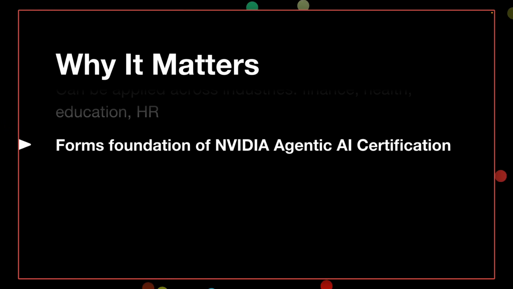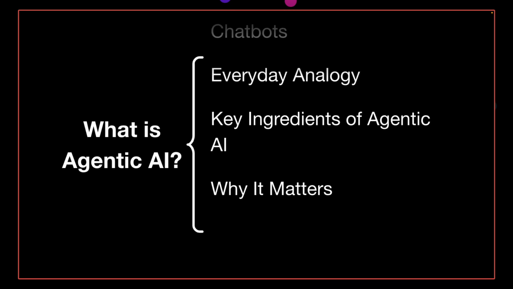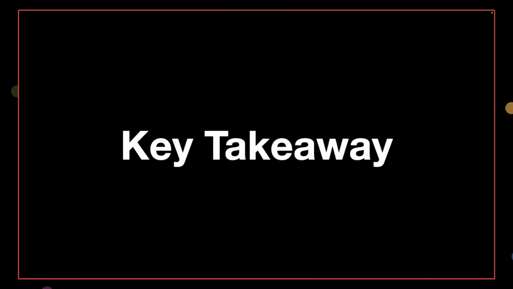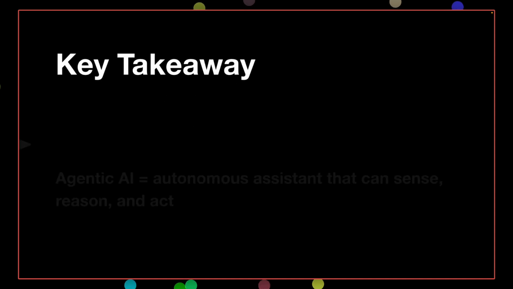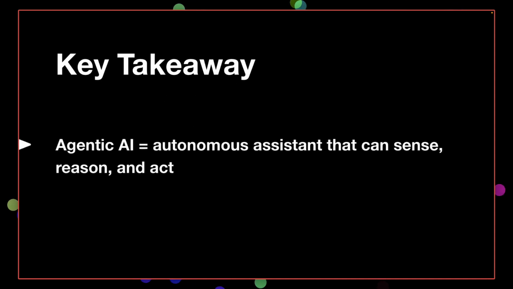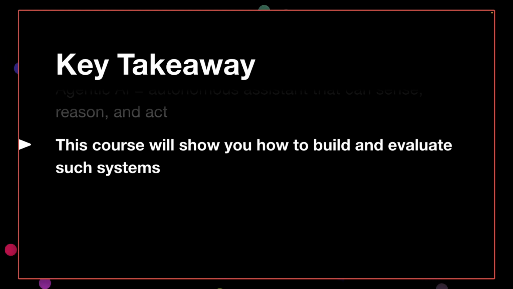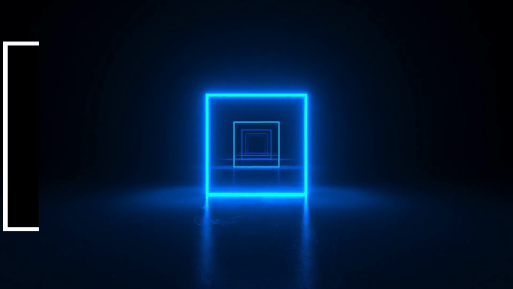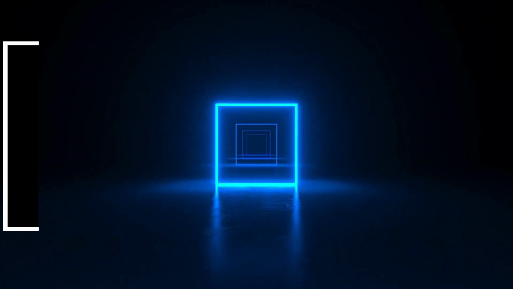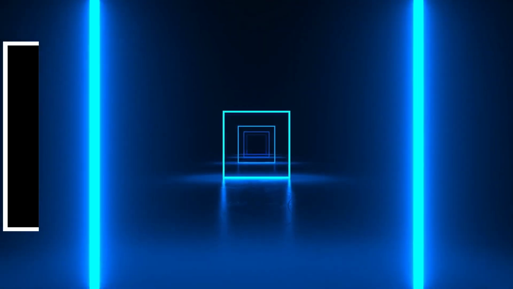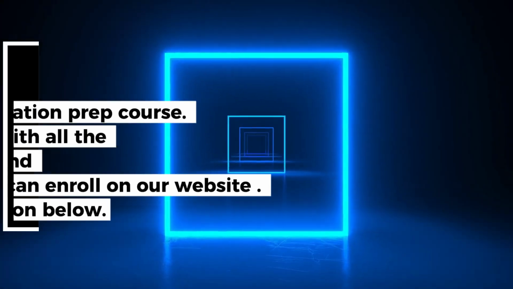So, to summarize what we have talked about in this video: agentic AI is an autonomous assistant. It can sense, it can reason, and it can take action. And through this course, you'll not only learn the concepts, but also learn how to build, test, and evaluate such systems by yourself.